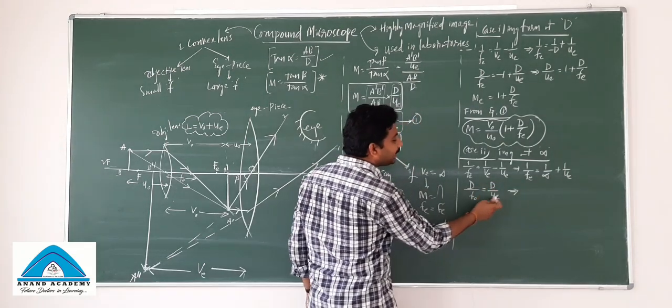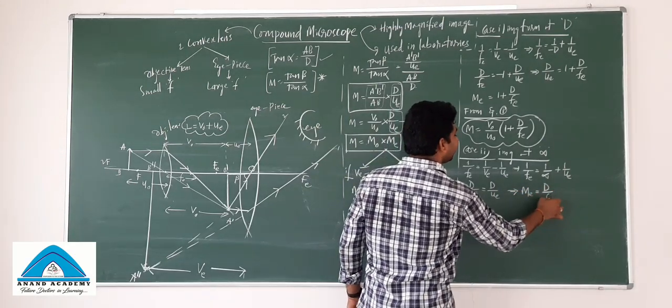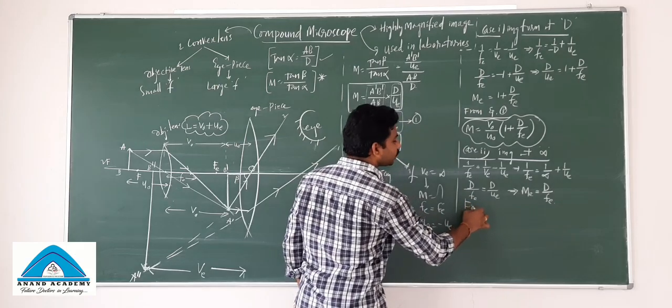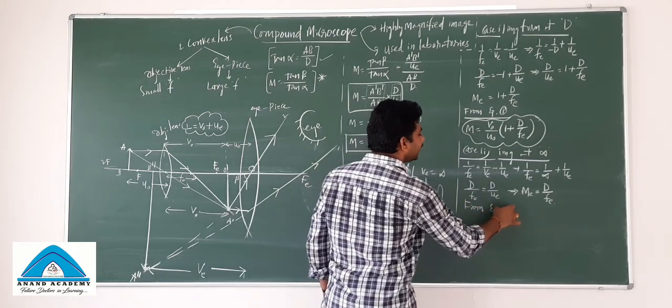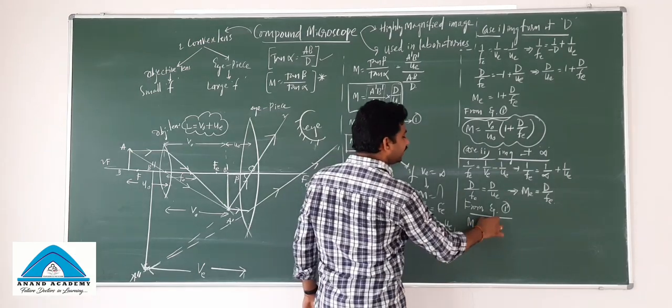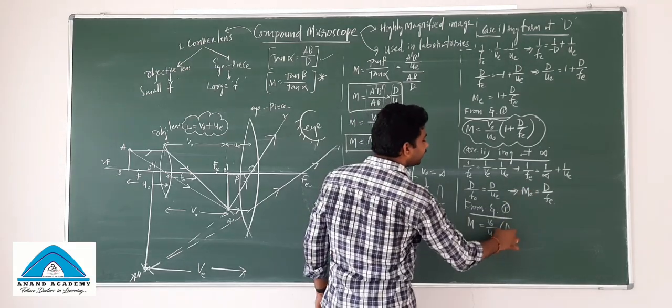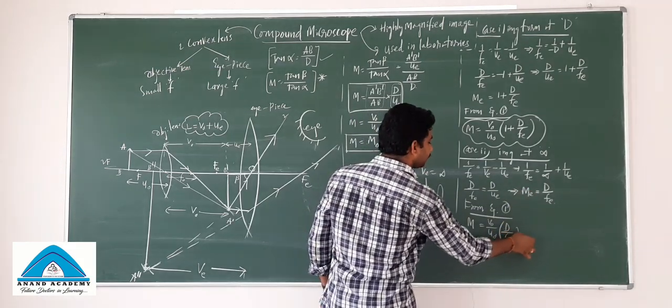From here what I can write? D by u_e is magnification due to eyepiece, which is equal to D by f_e. So the same equation, if I substitute in equation 1, so what I get? M is equal to v_o by u_o into, so what is M_e? D by f_e, right?